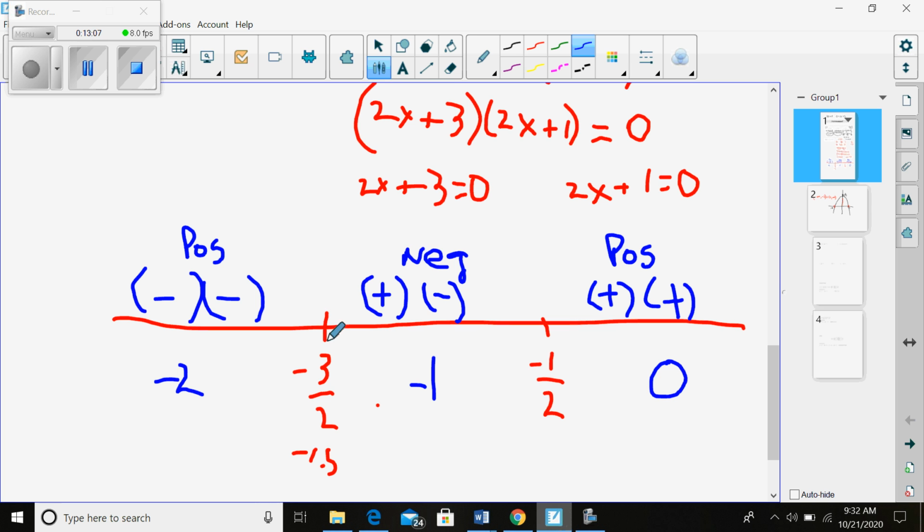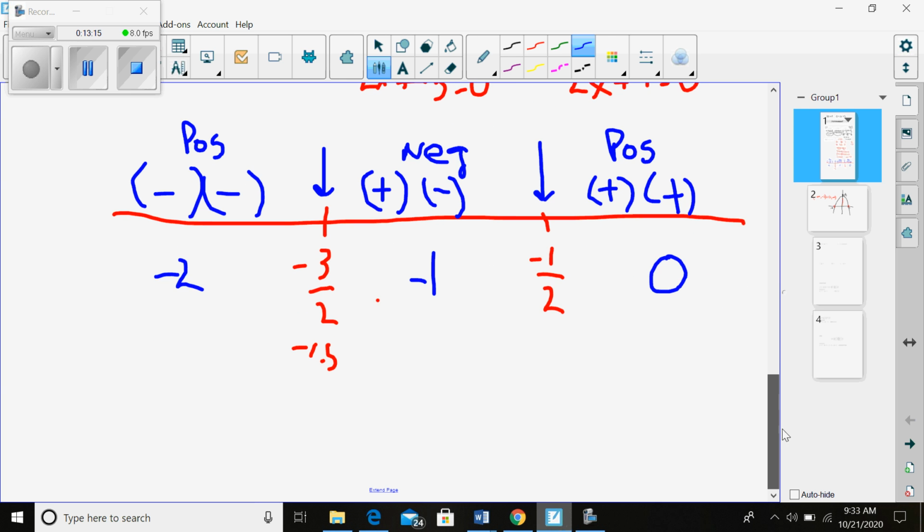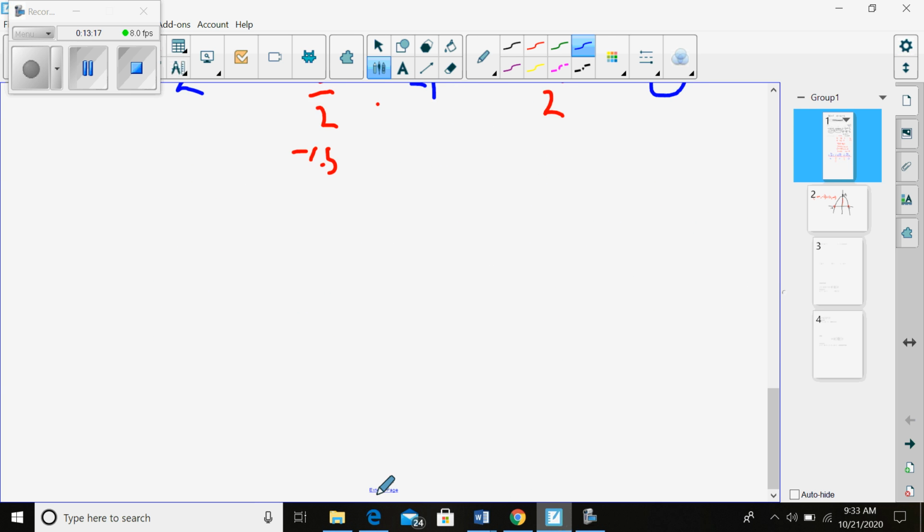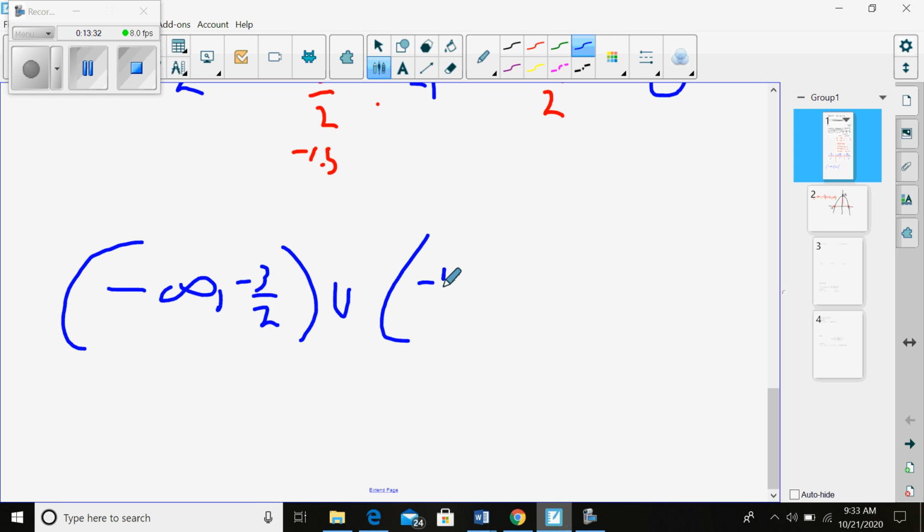Make sure you recognize that these values, never put your test points into your intervals. These values are what create the endpoints of the interval. So I would write my answer like this. This function is positive from negative infinity to negative 3/2, union, negative 1/2 to infinity.